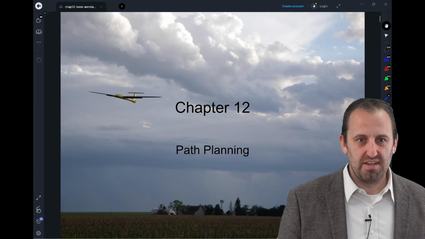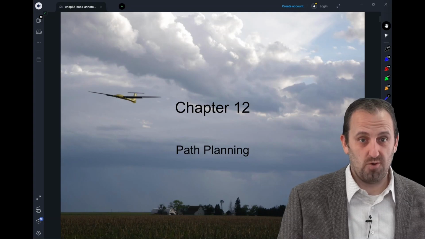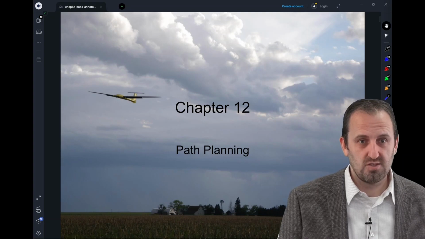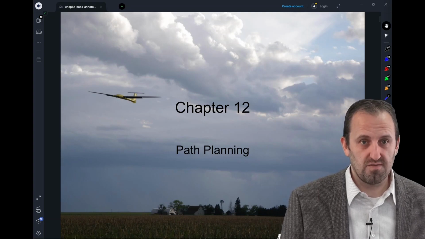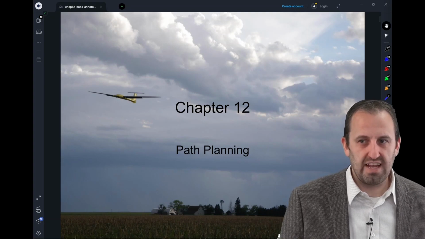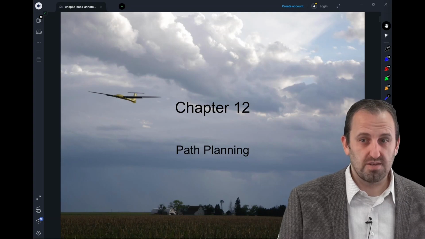Now that we have the ability to follow a series of waypoints, Chapter 12 seeks to answer the question, how do we produce those waypoints? Now there's a whole host of path planning techniques. So Chapter 12 really only scratches the surface of the possible capabilities, but it does provide a couple of representative techniques. So in this lecture, we're going to review the architecture that we've been developing throughout the semester, and we're going to discuss planning at a high level and show a simple example.